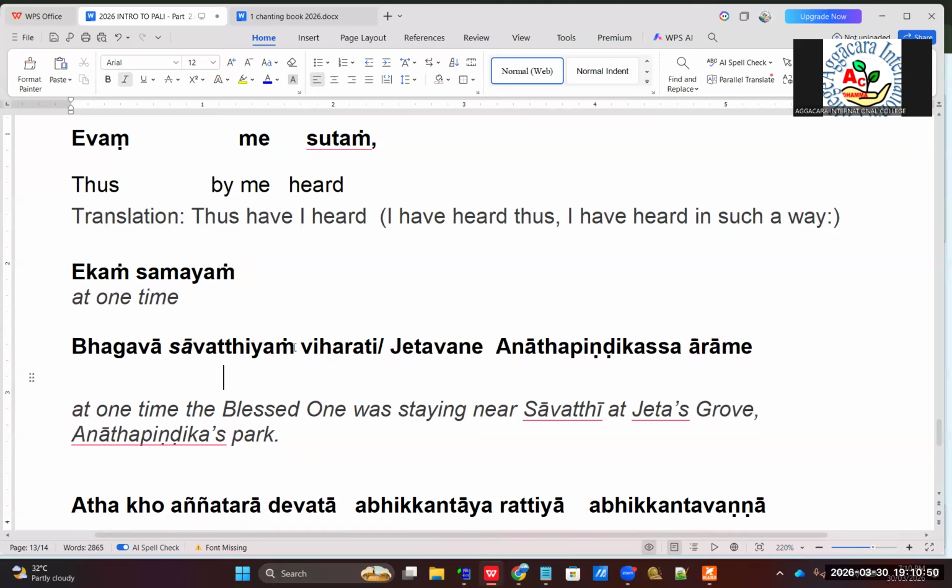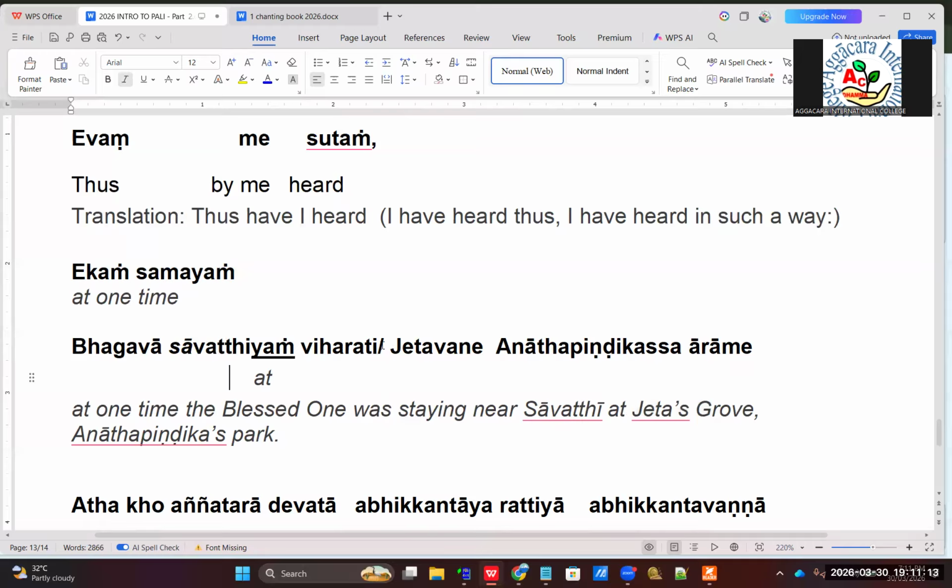Now this "yam" is a locative ending, so we can translate it as at or in. But here it translates as near. It's okay, because the Jeta Grove is not inside the city. It's near the city because it's a big park; it cannot be inside the city. But here it means at Savatthi.